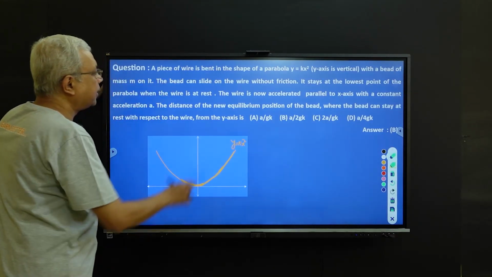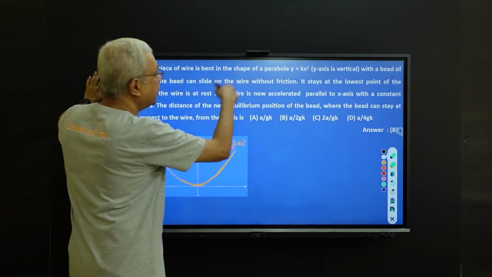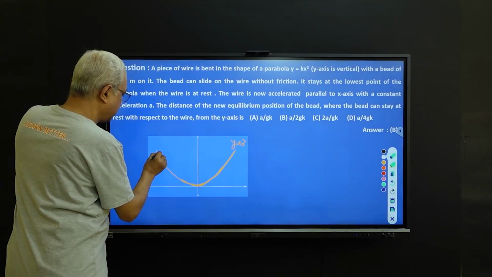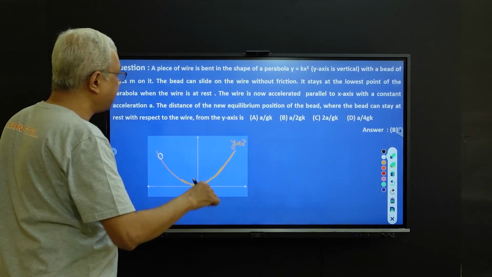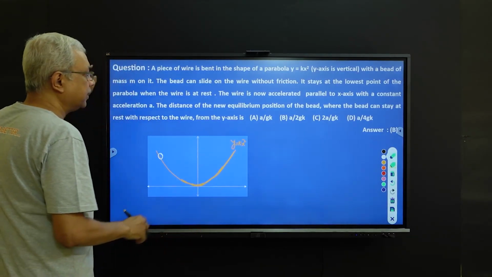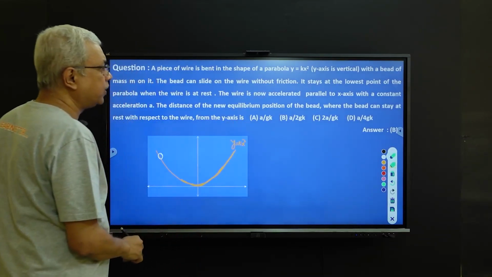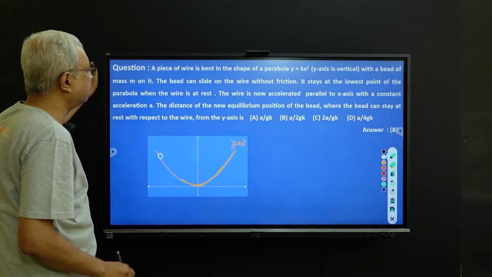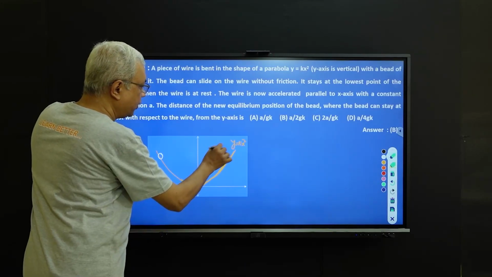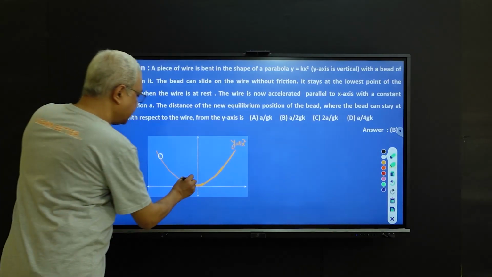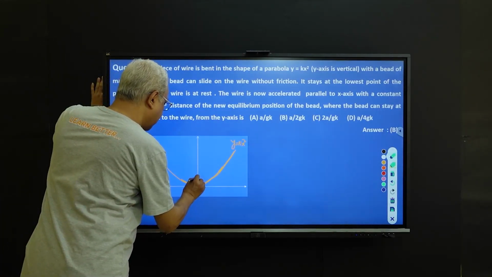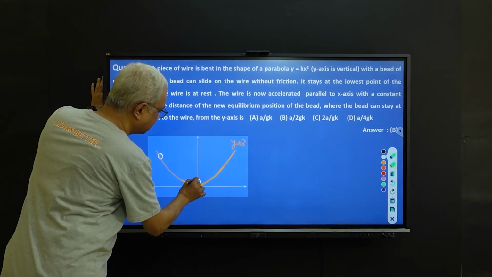A bead can slide on the wire without friction. So there is a bead which can slide on the wire without friction. It stays at the lowest point of the parabola when the wire is at rest. When the wire is at rest, it stays obviously at the lowest point like this.